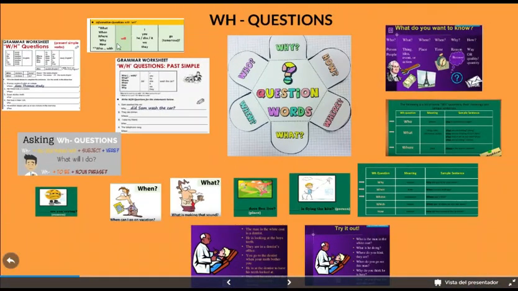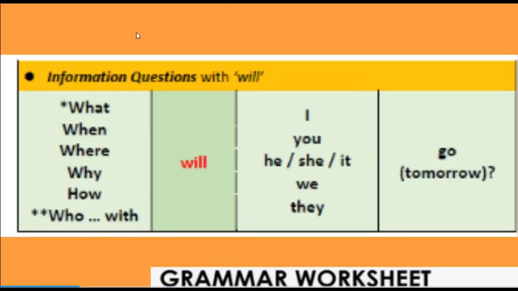So look at this one, guys. As well, we can use the WH words in order to talk about future. We can say, so for example, in this one, what will you do tomorrow? When will you go tomorrow? Where will you go tomorrow? In this one, remember, the WH words we can use in order to talk about any tense.